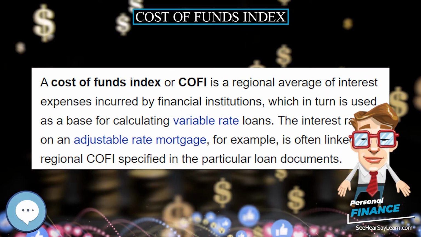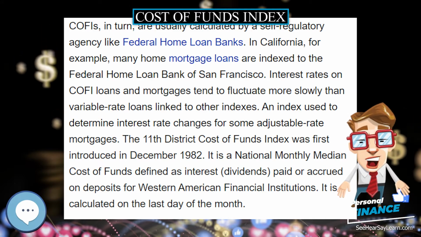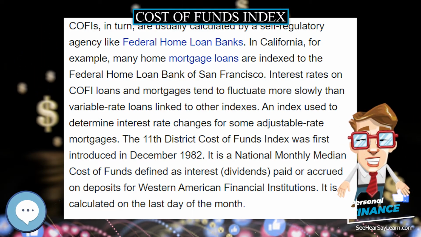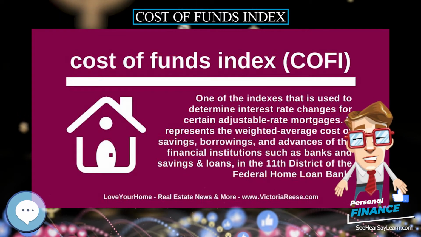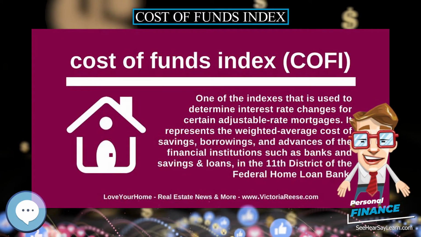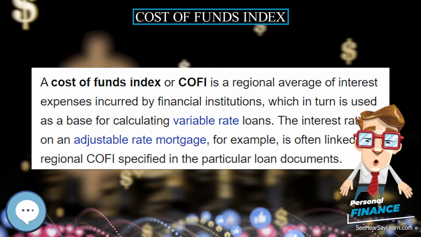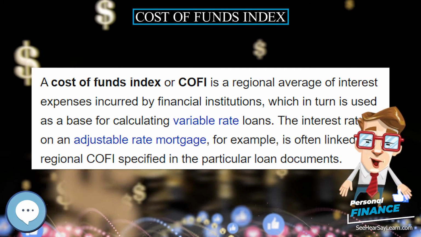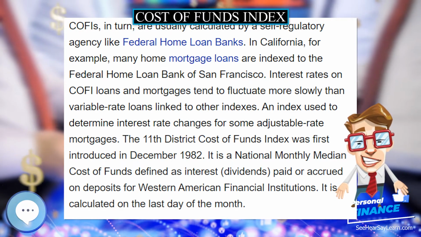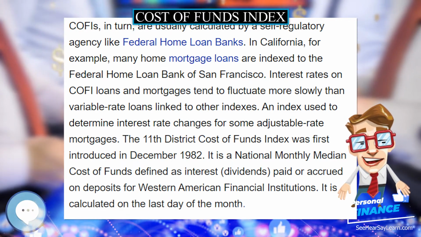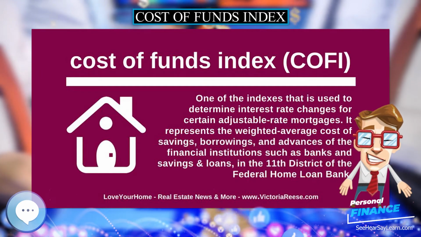particular loan documents. COFIs, in turn, are usually calculated by a self-regulatory agency like the Federal Home Loan Banks. In California, for example, many home mortgage loans are indexed to the Federal Home Loan Bank of San Francisco. Interest rates on COFI loans and mortgages tend to fluctuate more slowly than variable rate loans linked to other indexes.